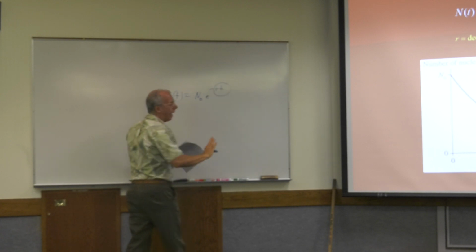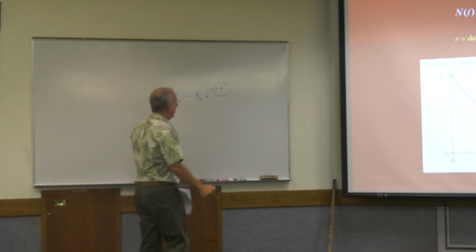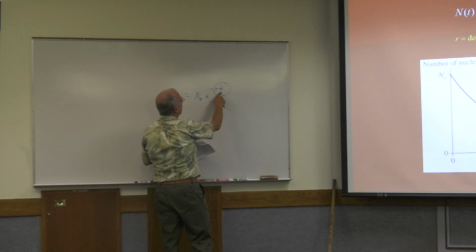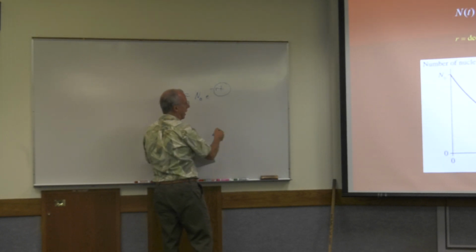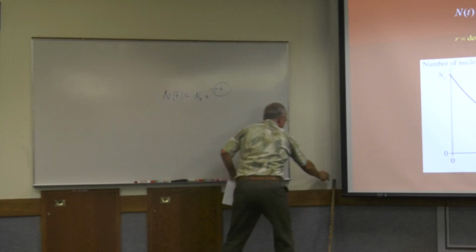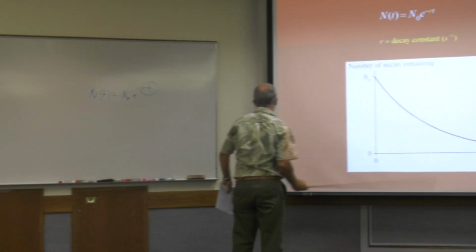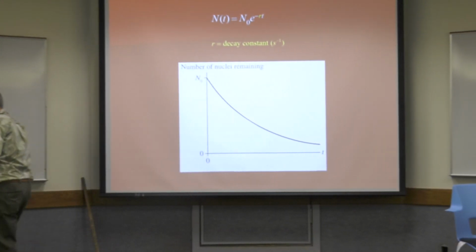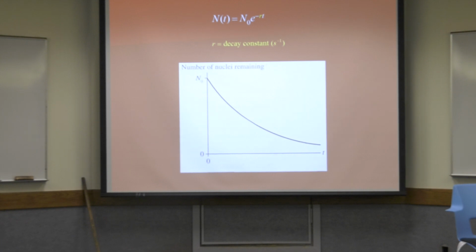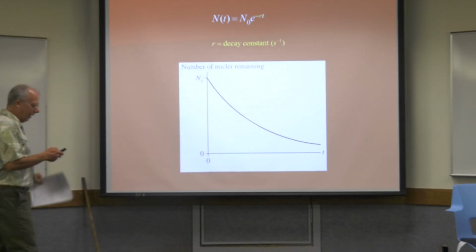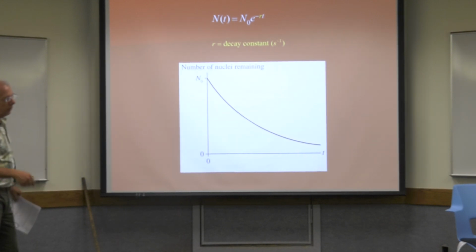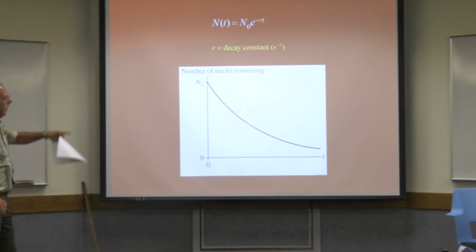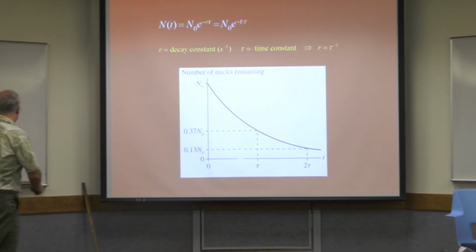Now this can't have any units. And so we know that time is in seconds, so R has to be 1 over seconds, so seconds to the minus 1 power. All right, so that's one equation, but it's not super useful. What people use more often than this is this.